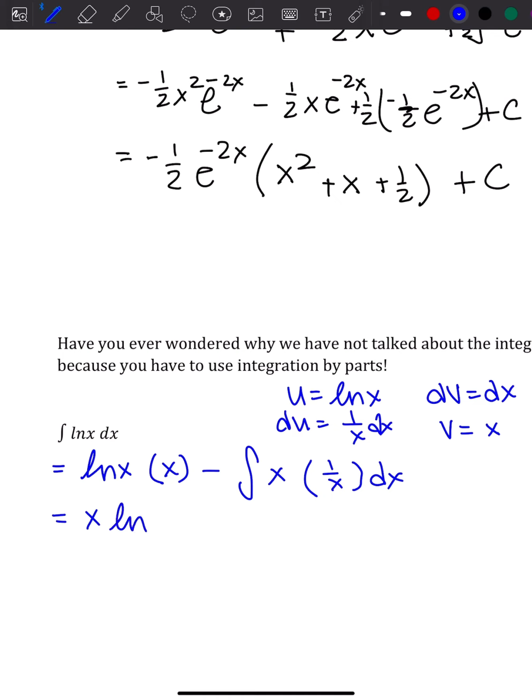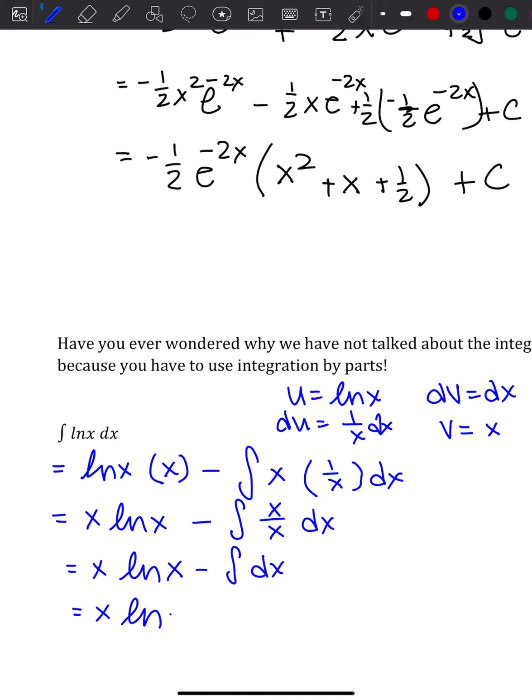So we're going to simplify this a little bit. Natural log of x times x minus the integral of x over x dx. Well, x divided by x, or even x times 1 over x, is going to give us the same thing. That's going to give us 1. So we're really looking at the integral of dx again, or 1 dx. This means we have x times the natural log of x minus the integral of 1, which is x to the first, plus c. So when we look at this integral of natural log of x, its formula is x natural log of x minus x plus c.